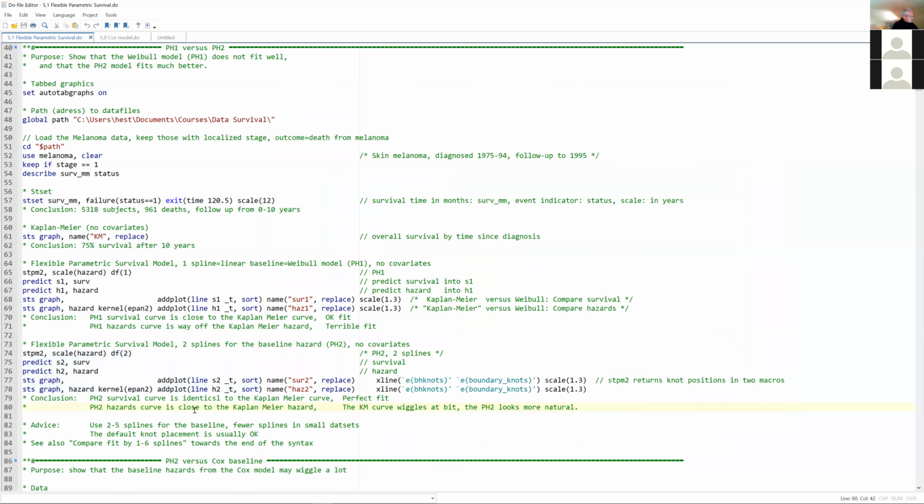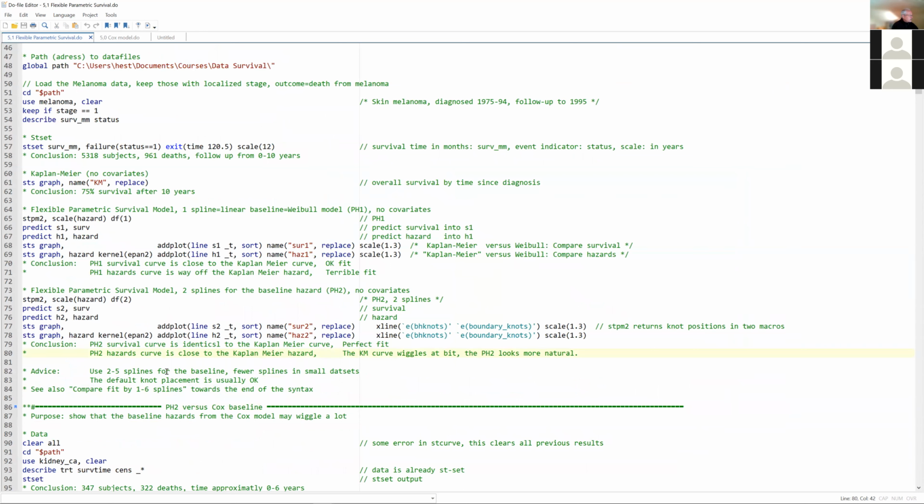As advice, I usually say use between 2 to 5 splines for the baseline model. Fewer splines if you're in a small data set, more in a large data set. If you want to see more about this, there is a section called Compare Fit by 1 to 6 splines towards the end of the syntax that you can look at. Is it correct to use AIC and BIC to compare the fit? Yes, you could do that. Here I simply use the graphs of the estimated survival and hazards instead. But you could use that.